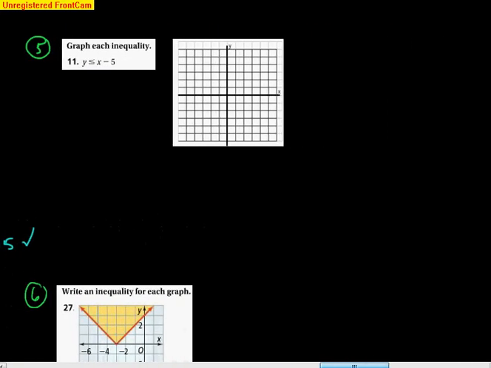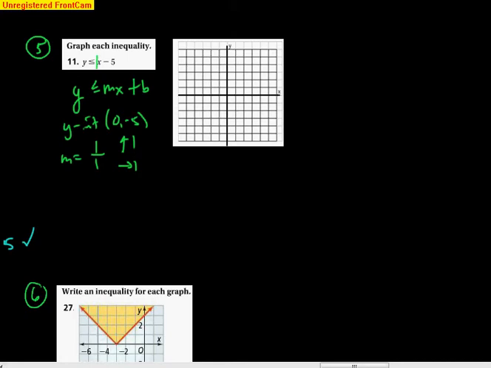Next, number 5. Graph the inequality y less than or equal to x minus 5. This is slope-intercept form. y less than or equal to mx plus b. Identify the y-intercept. That's the b. 0, negative 5. Identify the slope. That's the m, the number in front of x. There's no number, so it's a 1. Up 1 to the right 1.